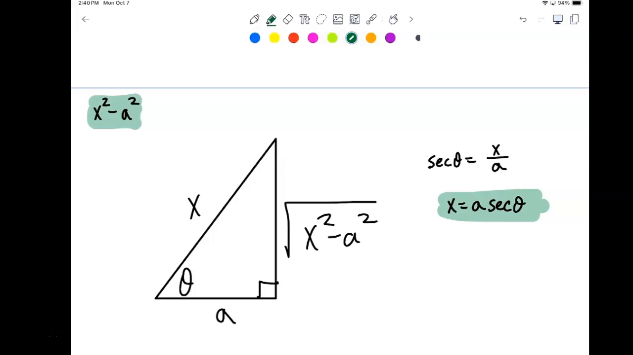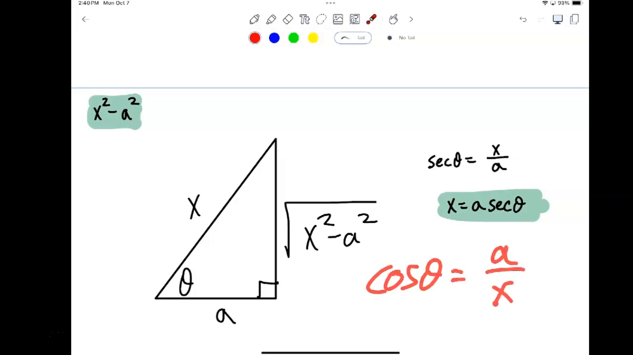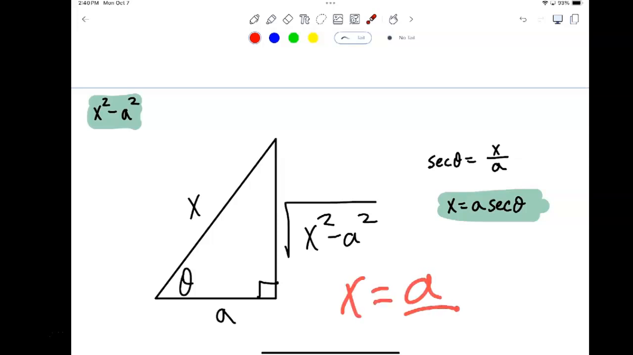If you tried it the other way and thought cosine, that's a perfectly fine thing to think. Then you'd have cosine theta equals a over x, but then x would be equal to a over cosine theta. But a over cosine theta is the same as a times secant theta. So this is the secant theta one.